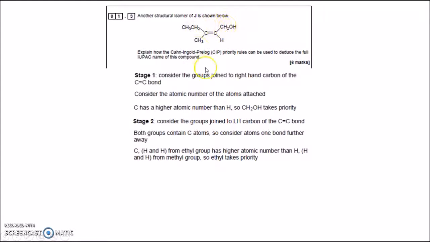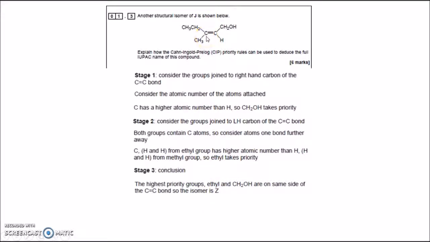We put a ring around that, and then we have a look and see which 2 groups have taken priority, which 2 we've highlighted. We've highlighted these 2. These 2 groups have taken priority. They're on the same side. They're both on the top of the double bond. They could be on the bottom of the double bond. They're on the same side of the double bond, and therefore it's a Z isomer.